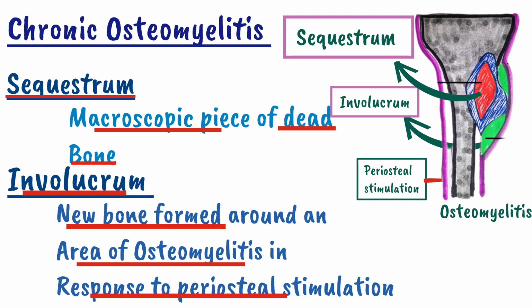So the sequestrum and the involucrum are usually characteristic features of chronic osteomyelitis. The sequestrum is a response of the microorganism, while the involucrum is a defensive mechanism produced by the host. And these features are usually found on MRI. So MRI is the investigation of choice for chronic osteomyelitis, and the blood tests are usually normal in chronic osteomyelitis. Now we will study the management of chronic osteomyelitis.